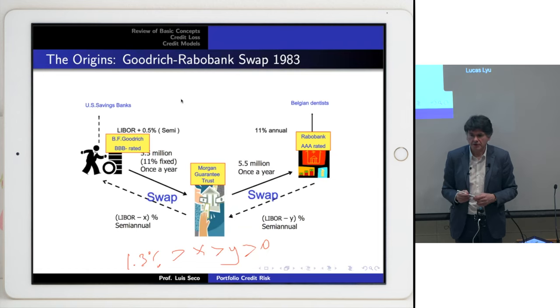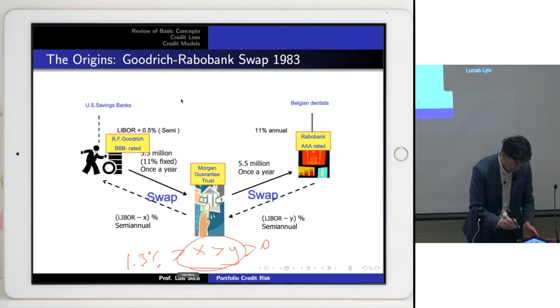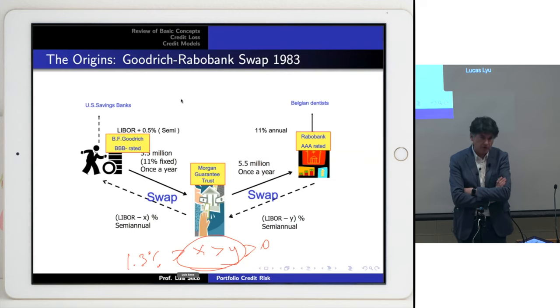Who is taking the biggest risk? The person in the middle. Yeah, Morgan, the trust. The trust, why? Because of what you said. AAA rating, Rabobank is going to pay, no question. But Goodrich has very dodgy credit. So it could default. And this default probability, or the default characteristics of Goodrich, is what will determine the relationship between X and Y.